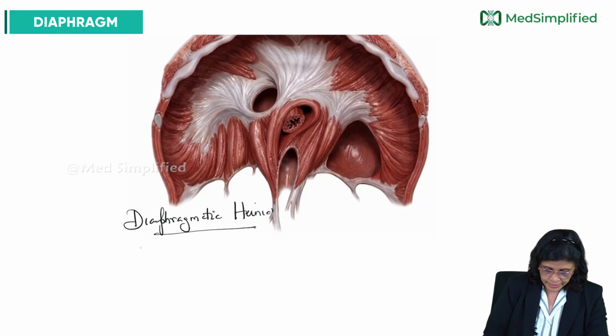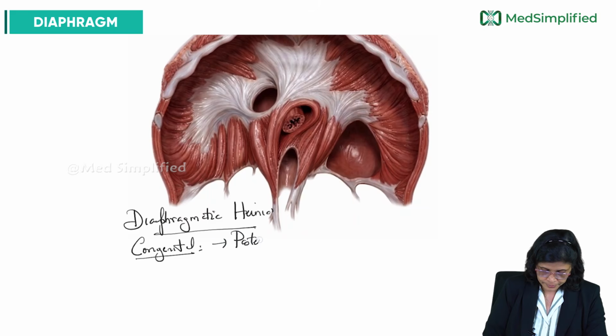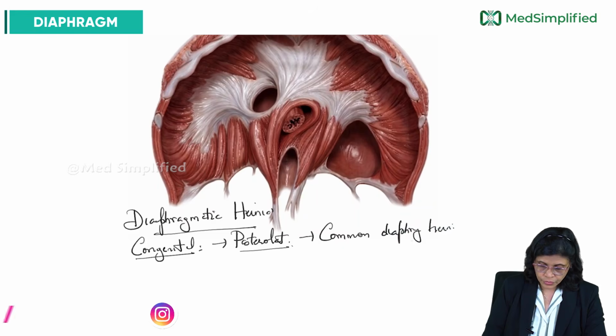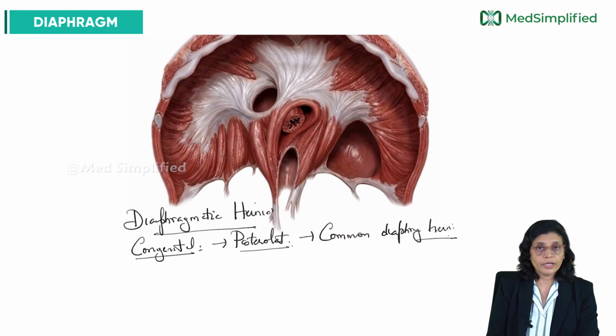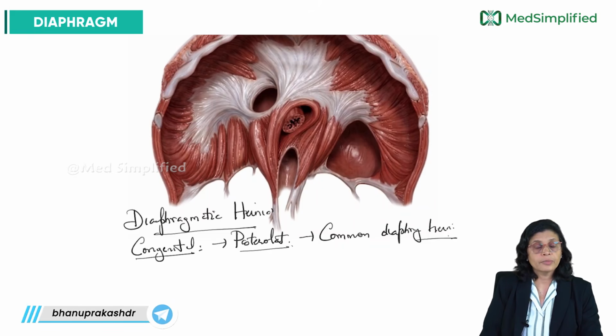Now these diaphragmatic hernias, the congenital ones are common. Among this we have the posterolateral hernia. This posterolateral hernia is the commonest diaphragmatic hernia. Basically there is herniation of the abdominal contents into the thoracic cavity, because of which there is compression on the lung and the heart.